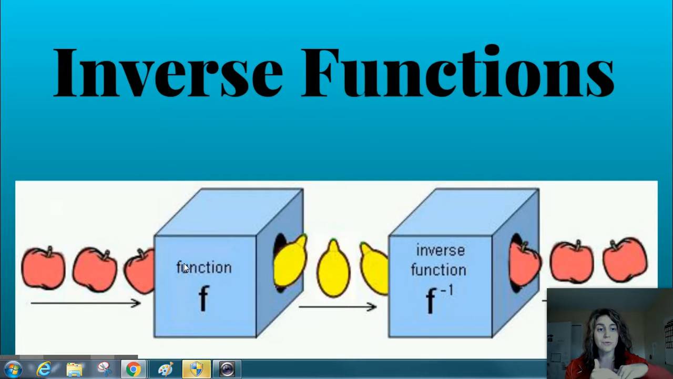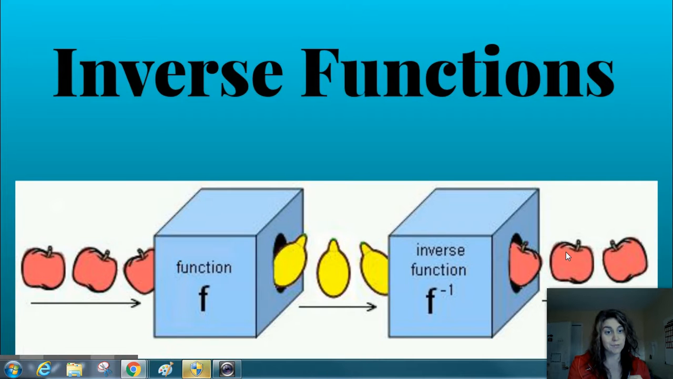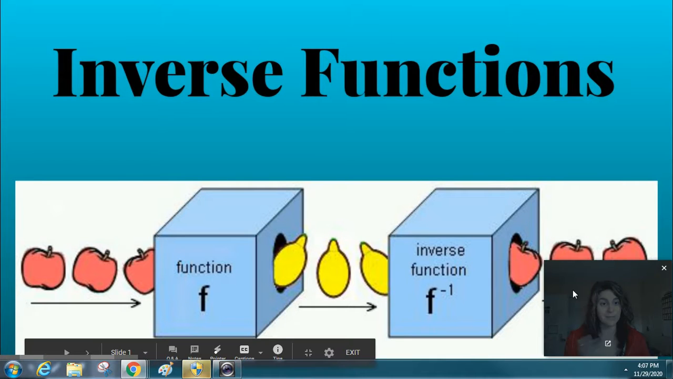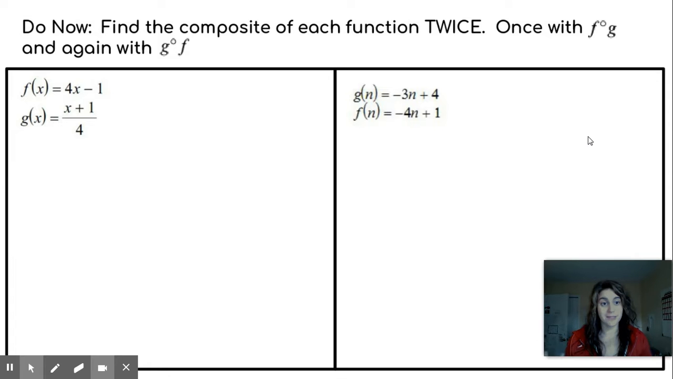So its goal is to have an input, get an output from the original function, and then be able to take that output, whatever value that was, back into a new function to get apples again. Okay, and we're going to learn how to do that. It's actually pretty simple once you get the hang of it. And again, it's basically just knowing what are opposites, what undoes each other.